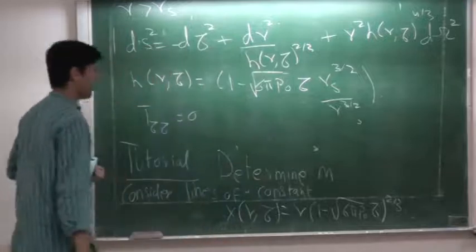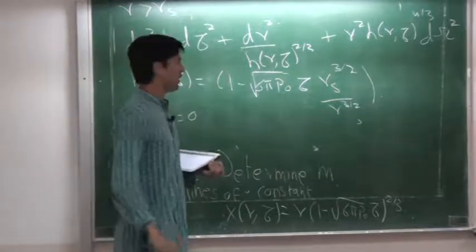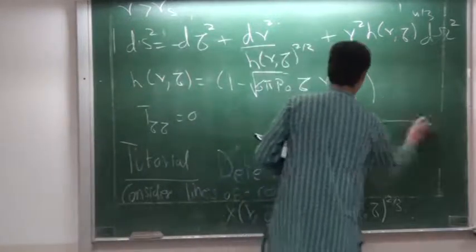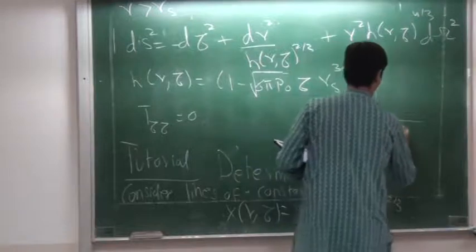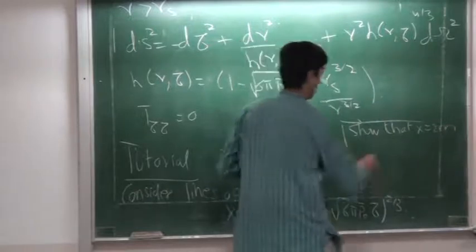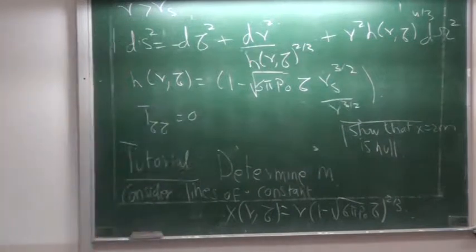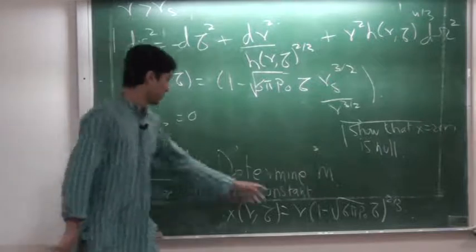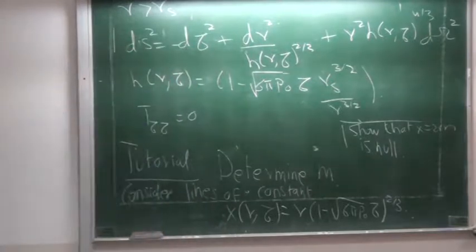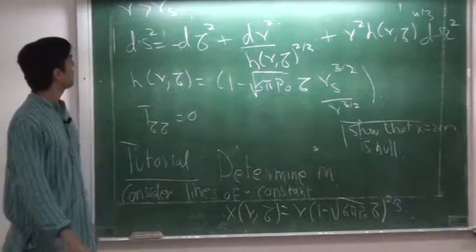Consider lines of constant x, where x of r, tau is the radius of the sphere, so that's r times that to the power 2 by 3, okay? And show that at x equal to 2m, where m is what you determine here, it is null. Okay? So you show that x equal to 2m is actually null. Is the question clear? You consider lines of constant x. The x is this x, which appears in this factor here. So you can consider in this coordinate system lines, or trajectories, of constant x.